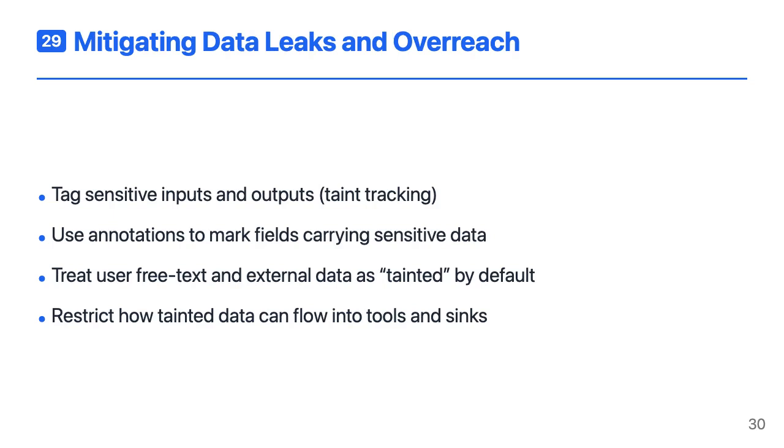The paper suggests bringing ideas from information flow control into MCP systems. Inputs and outputs should be tagged to indicate whether they contain sensitive or untrusted data, often called taint tracking. For example, user free text and data fetched from less trusted systems should be considered tainted by default. Tool schemas can use annotations to mark fields that may carry sensitive information. Then, policy engines can restrict how tainted data flows. For instance, preventing it from being sent to external email tools or public databases without explicit approval. This kind of data-aware control is essential for safe enterprise deployments.